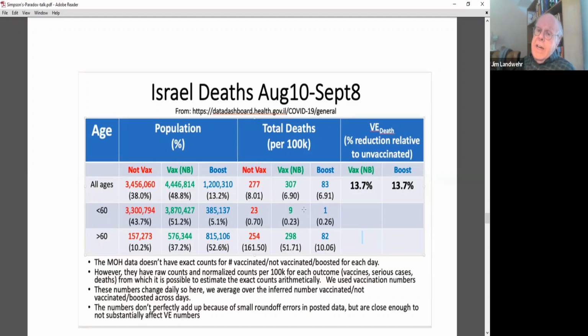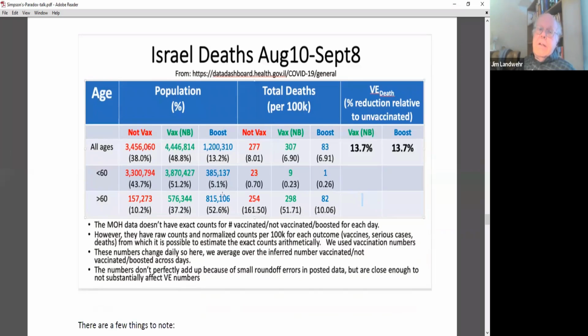For the vaccinated non-boosted, it's 9 and 298. Those add up to 307. For the non-vaccinated group, it's 23 and 254. And so all those numbers add up as they should for the deaths. For the actual population sizes, the numbers here are close. They don't quite add up perfectly for reasons that he mentions in the footnote. And of course, population sizes change over time, but the point is that these numbers add up close enough so that we can go ahead with the analysis here.